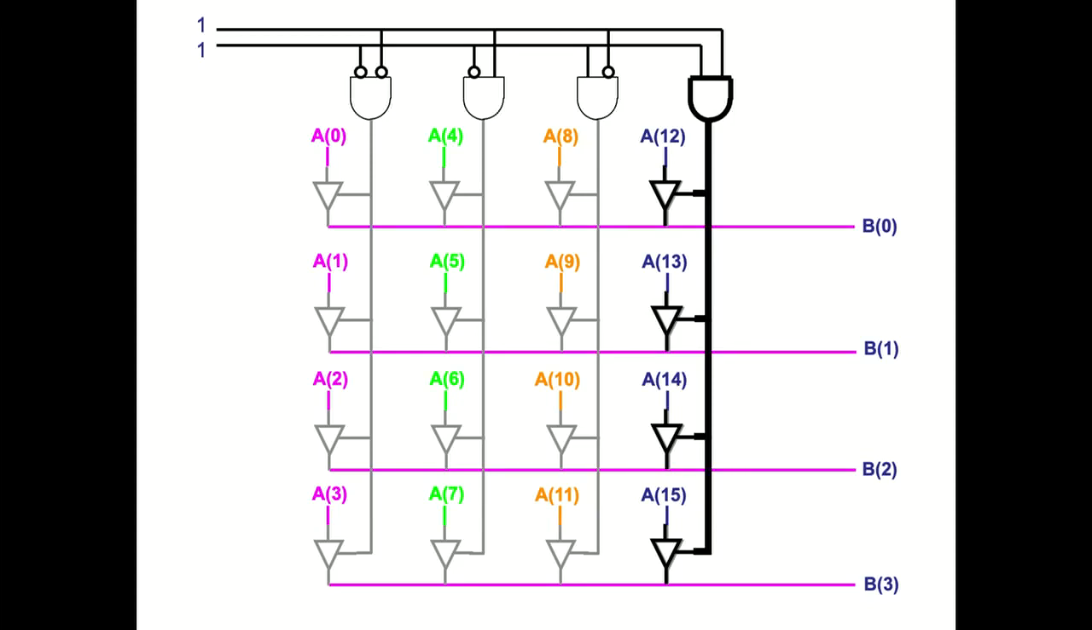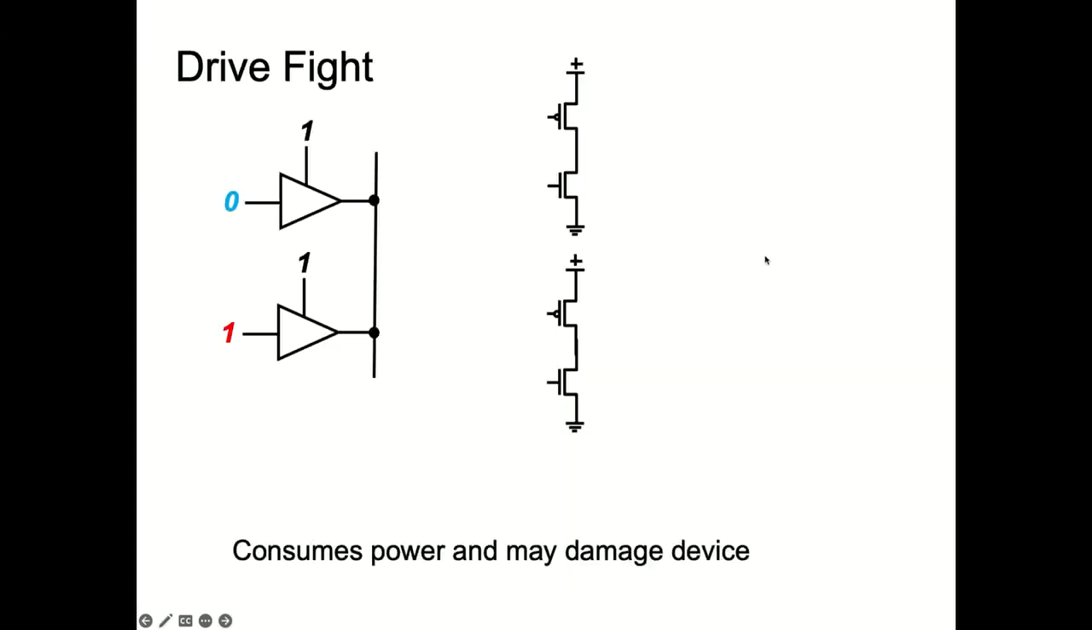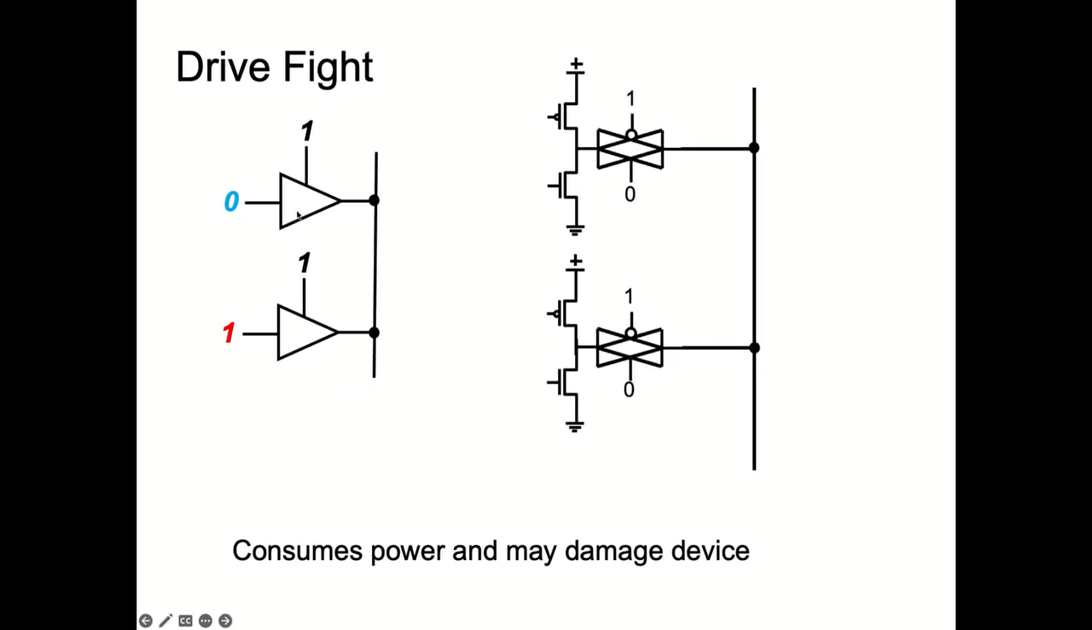Okay. All right. The only problem is you need to be extremely careful here that you don't turn more than one of these on. Because otherwise you could have what's called a drive fight. Okay, so let's look at what's going on here. We have 2 tri-state buffers. One of them has input 0, the other one has input 1, and we've wired their outputs together, and they're both on. Well, what does that mean?